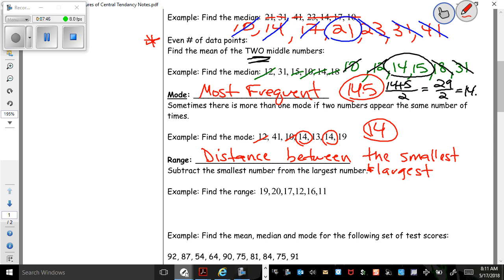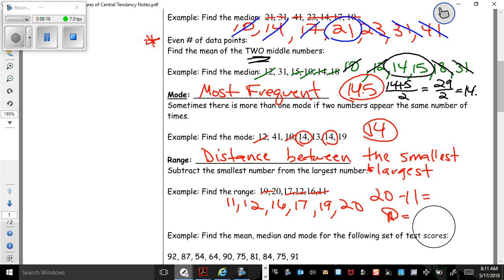All right, so we definitely have to list them. So we got 11, 12, 16, 17, 19, and 20. So we're going to take 20 minus what? 20 minus 11 is 9. So 9 is our range.